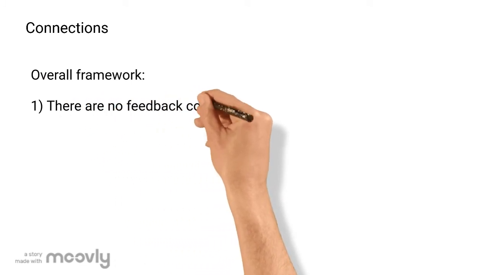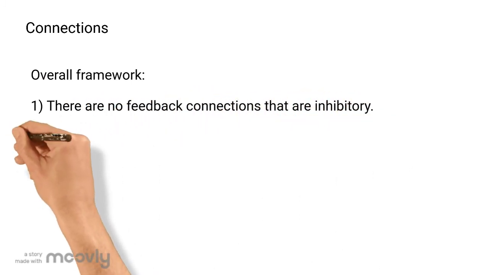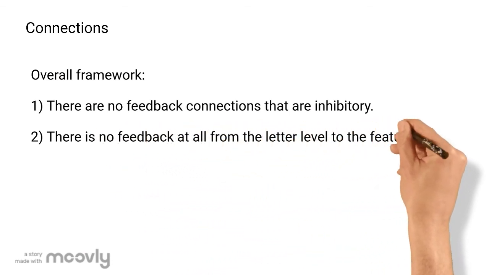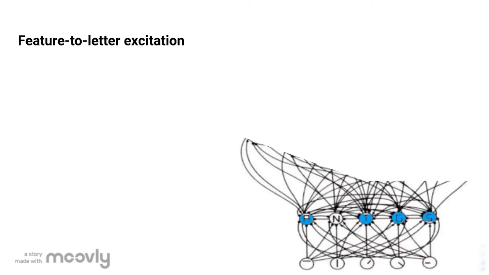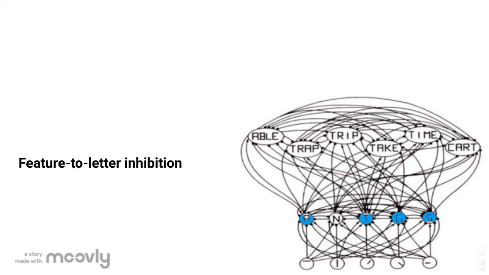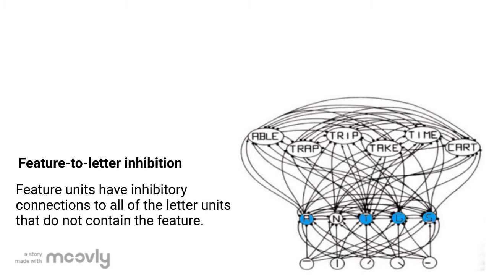The overall framework of the connections. First, there are no feedback connections that are inhibitory. Second, there is no feedback at all from the letter level to the feature level. Feature to letter excitation. As you can see in the diagram, the present unit for the horizontal bar at the top of the letter position is connected to all the letters with this feature. Feature to letter inhibition. Feature units have inhibitory connections to all of the letter units that do not contain the feature.